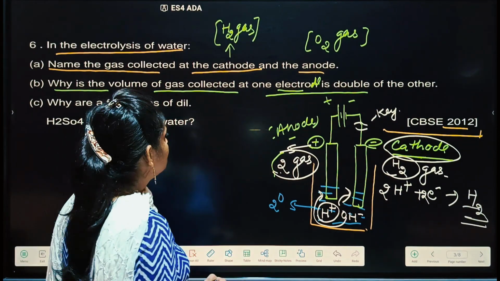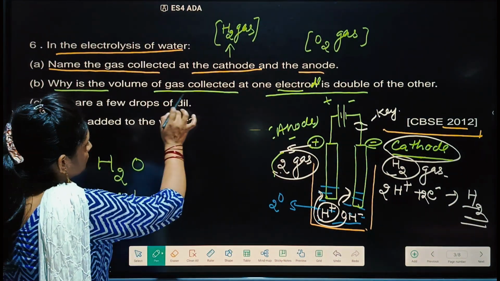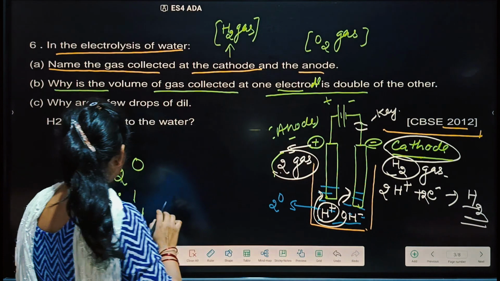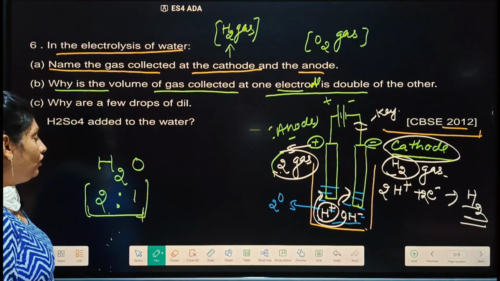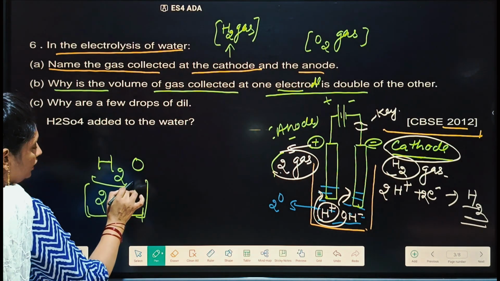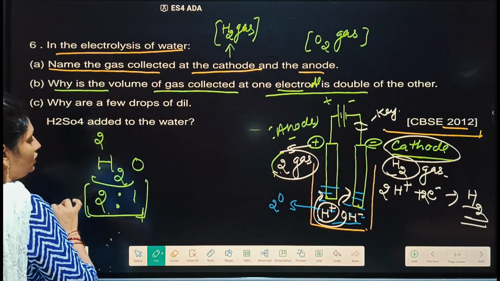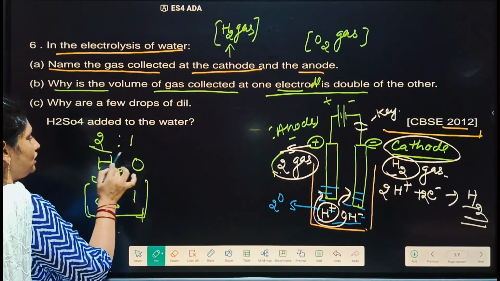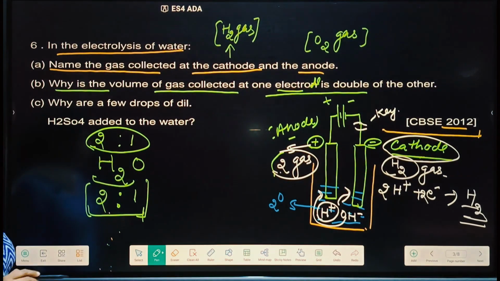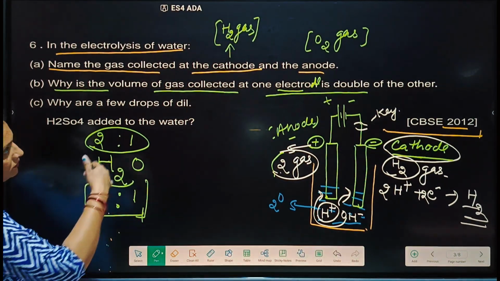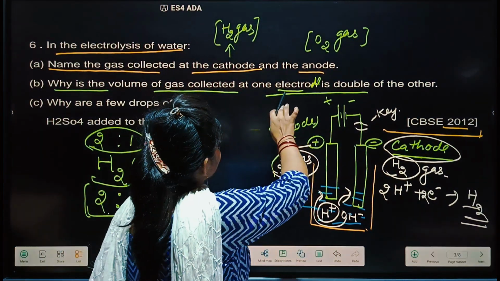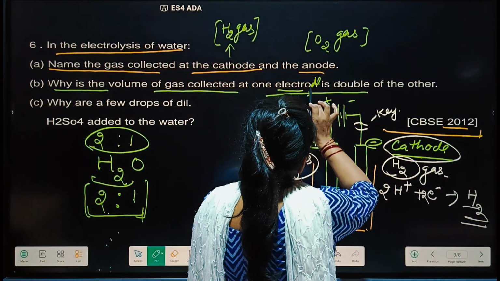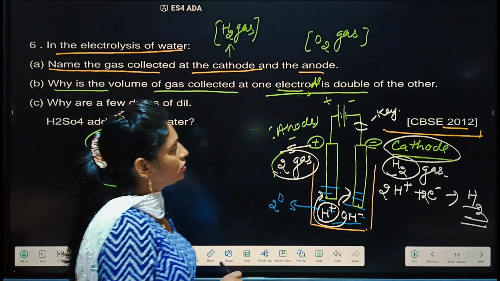Okay students, so why does this volume change take place? This is due to the composition of water. Here in water, hydrogen and oxygen are present in 2 by 1 ratio. Then hydrogen gas will be collected double as compared to the oxygen gas here.